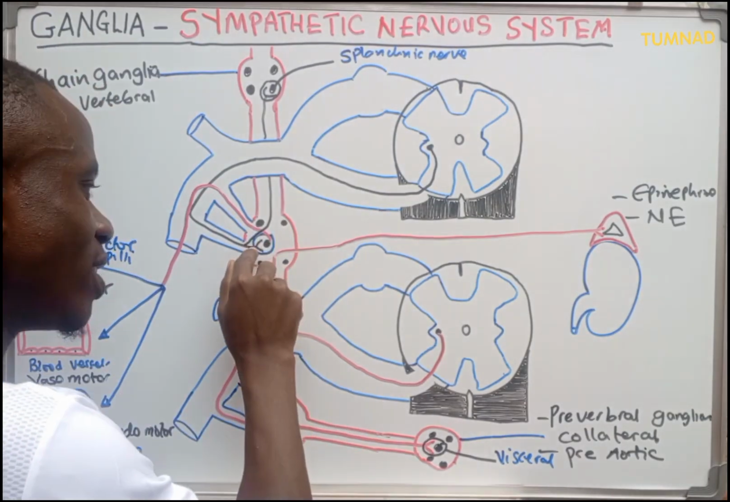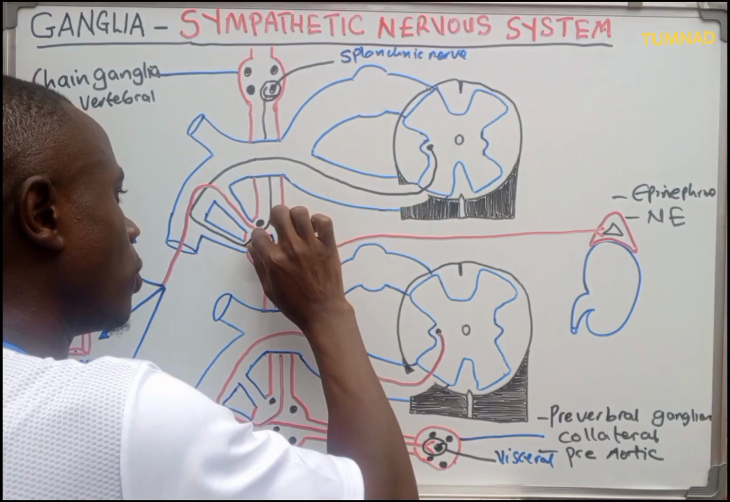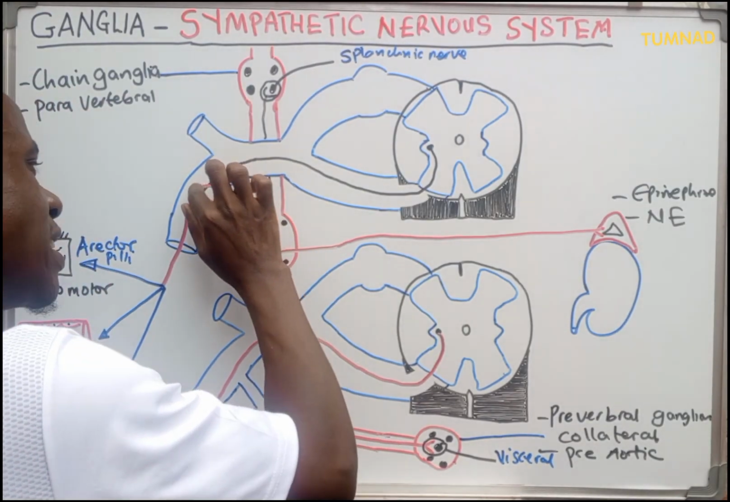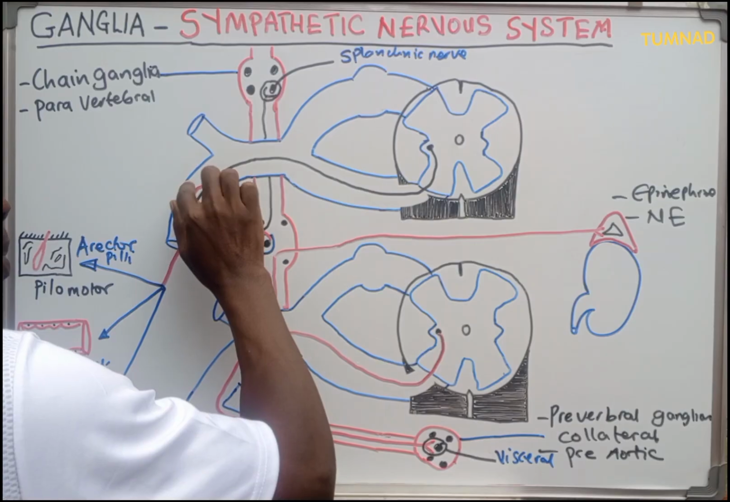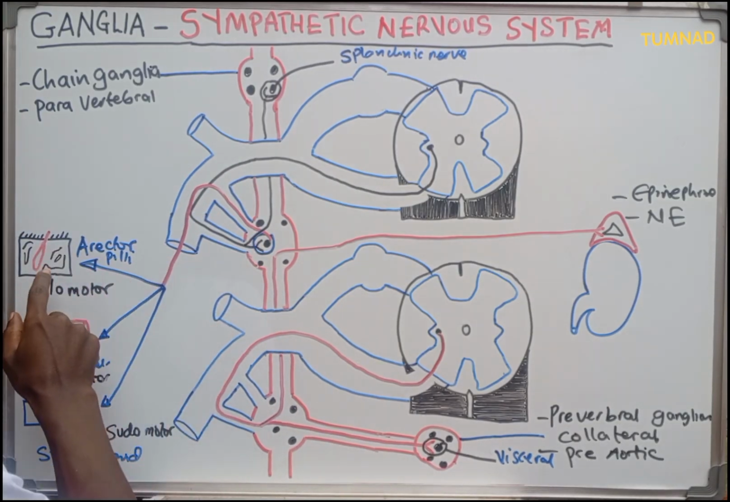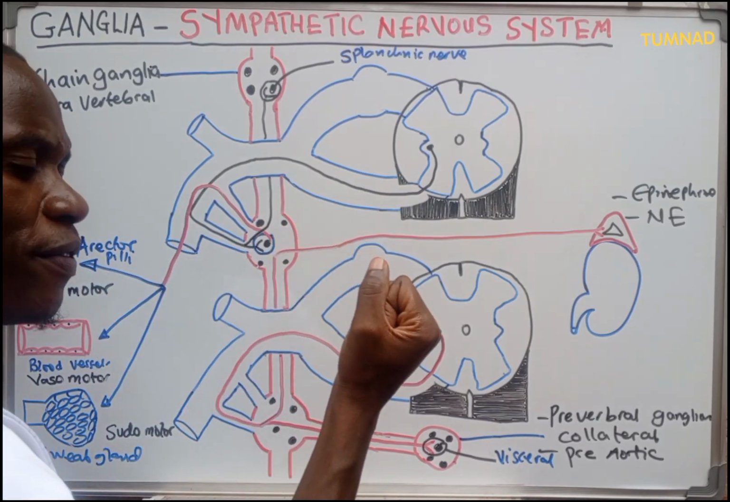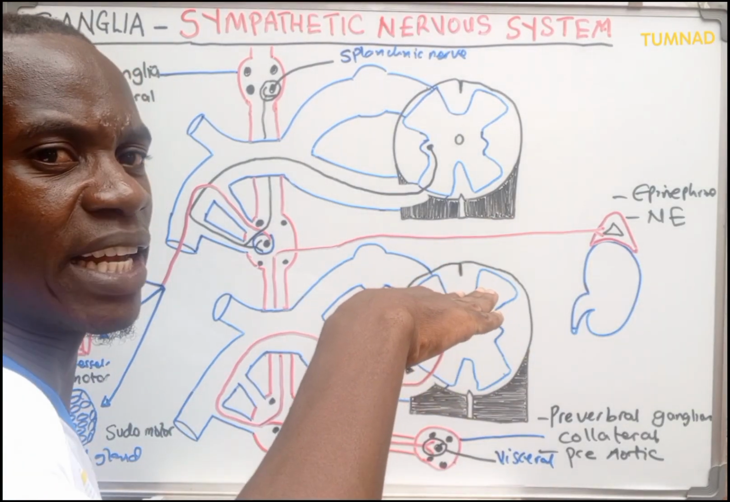Now, when it reaches here, it can synapse, and if it synapses here, the postganglionic motor fibers of the sympathetic nervous system can come out and become part of the spinal nerve through the ventral rami, and can supply three parts. It can supply the arrector pili, causing contraction of it, leading to raising or standing of the hair.